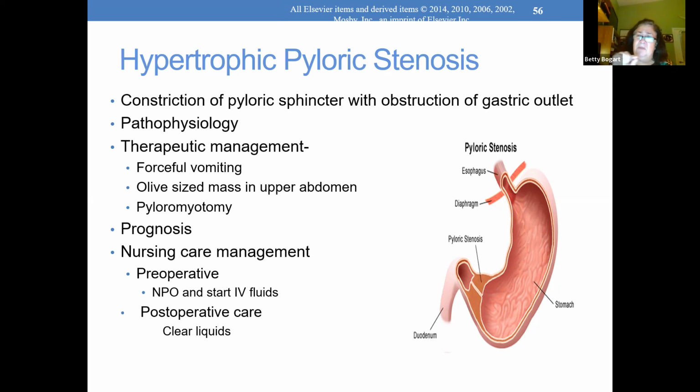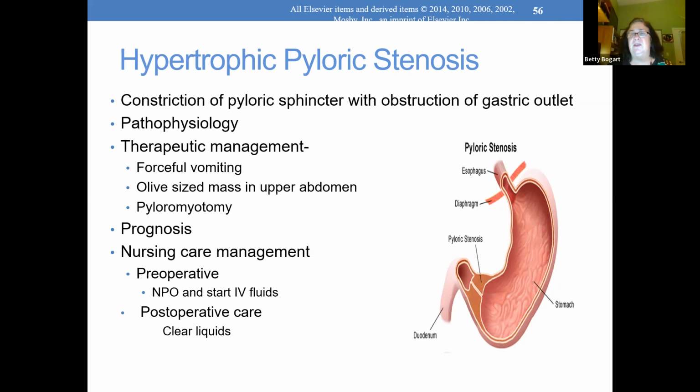Because of that thickened muscular sphincter, you can feel like a little olive right at the midline or a little bit to the right, in the upper abdomen. And you can tell, okay, there it is. You can feel it. So what is the management? You get a child, you're suspecting pyloric stenosis. You can feel the olive, they're vomiting across the room.